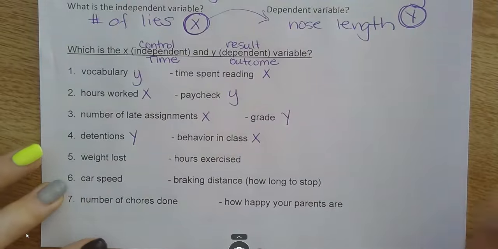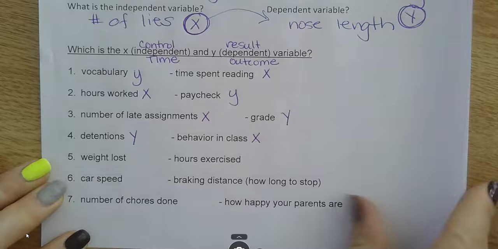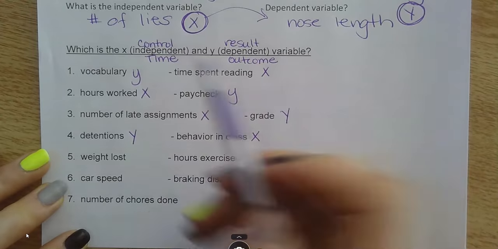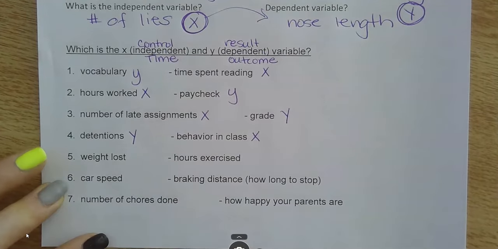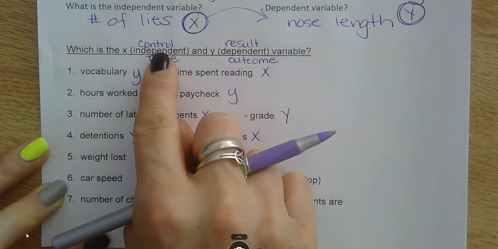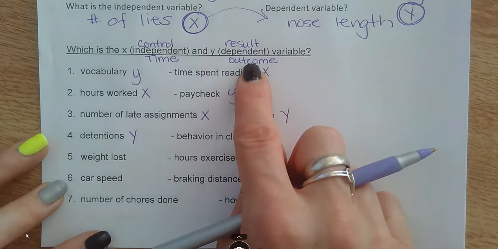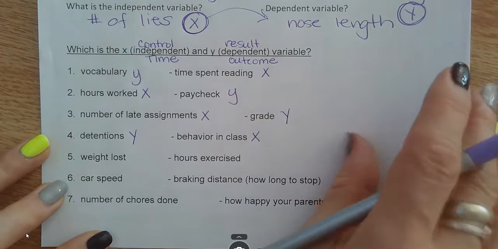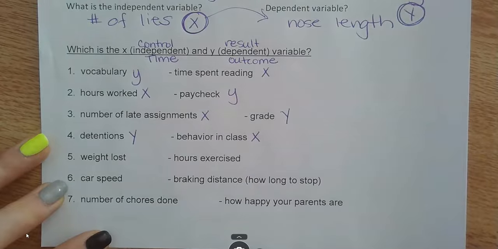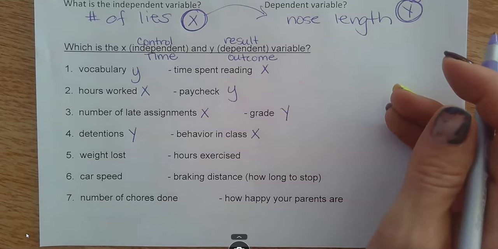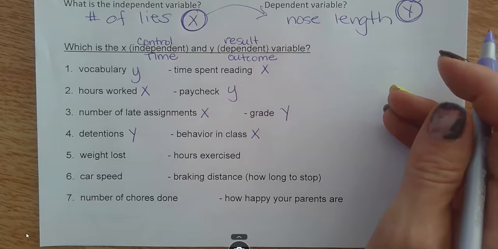Okay? So I want you to try the next, there's 2 on the next page, I think. Try the next ones and just see if you can decide which is X and which is Y. If it's the thing in control, put an X. If it's the result or the outcome, put a Y. So read through 5, 6, 7, 8, finish up, it goes on to the next page, and label them X or Y. Hit play when you're ready to check those.